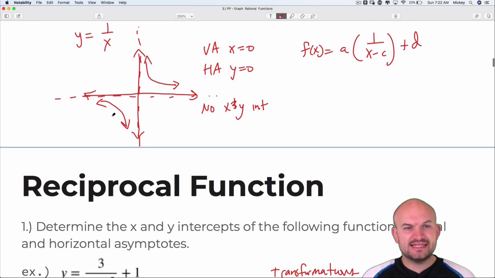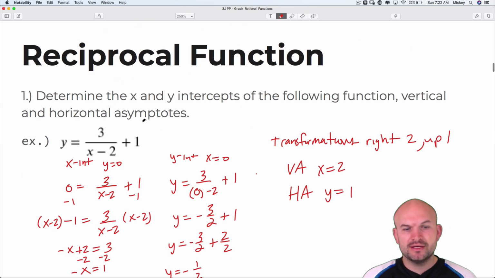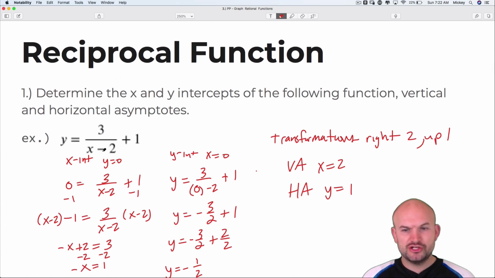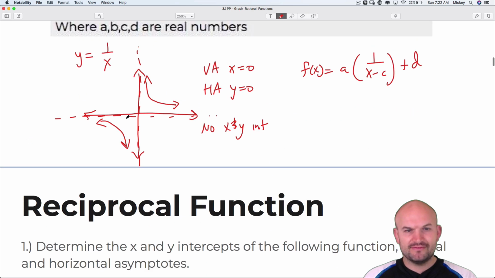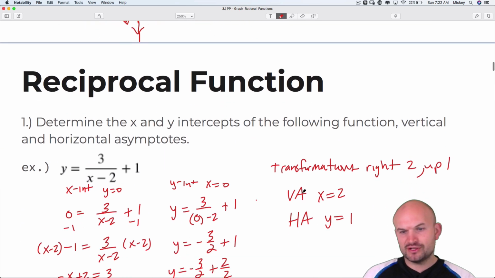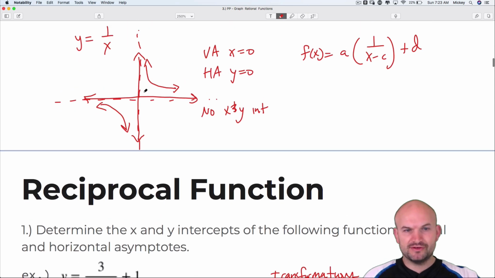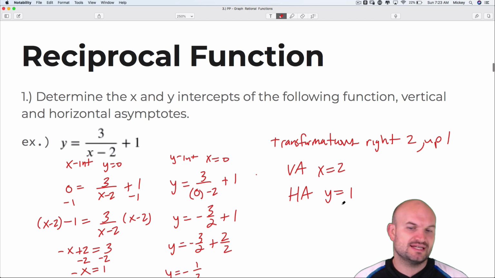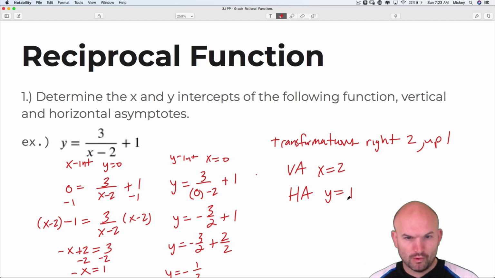Because again, we know that the asymptotes here are at 0 and 0. So if I take this graph and shift it 2 units to the right, the vertical asymptote is going to move 2 units to the right. That's why I got a vertical asymptote at x equals 2. If I shift this graph up 1, you can see this horizontal asymptote now gets shifted up 1. Therefore, the horizontal asymptote is at y equals 1.